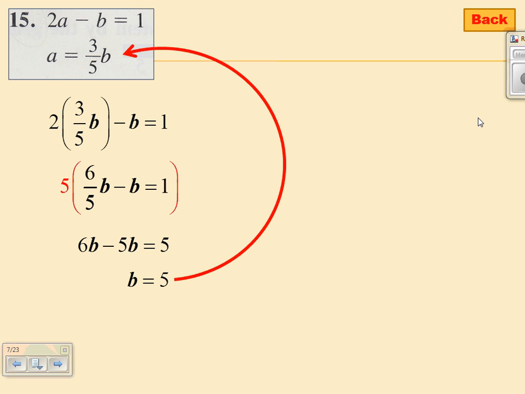I will then plug it in to the bottom equation. I will then get a equals 3. And my final answer is 3, 5.